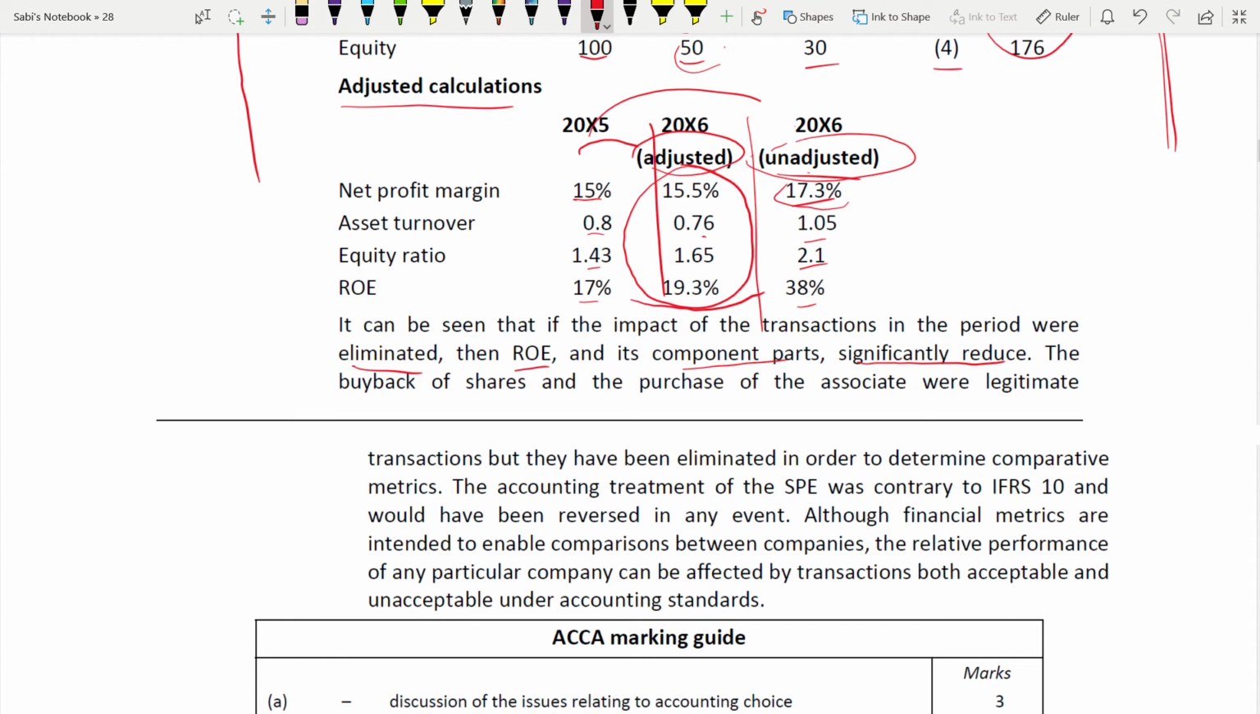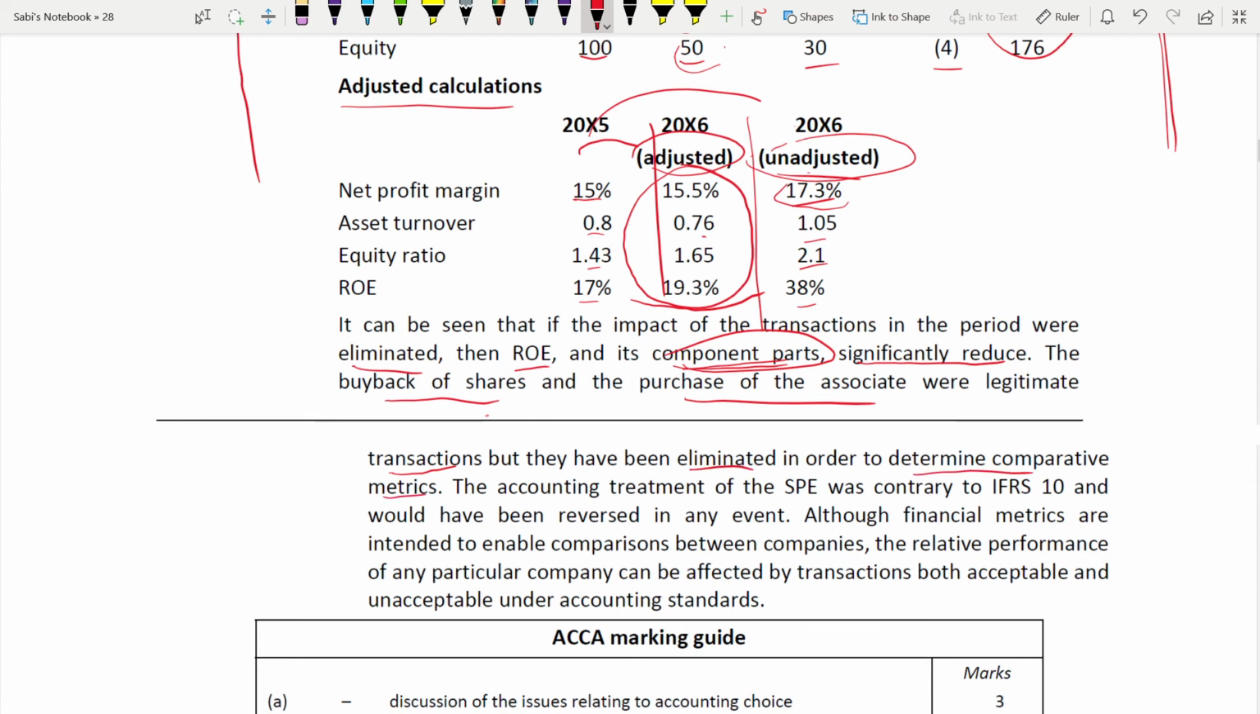Rather than writing this increase, this decrease, don't write it like that. Just write that ROE and its component parts significantly reduced from the unadjusted figure. That's it, because professional marks matter on the way you write and present your answer. Specifically you can talk about the buyback of shares as well as the purchase of the associate. They were legitimate transactions, but they have been eliminated in order to determine the comparative metrics.